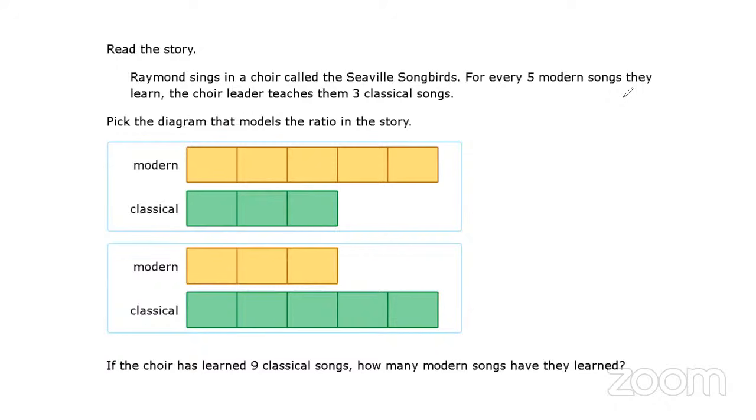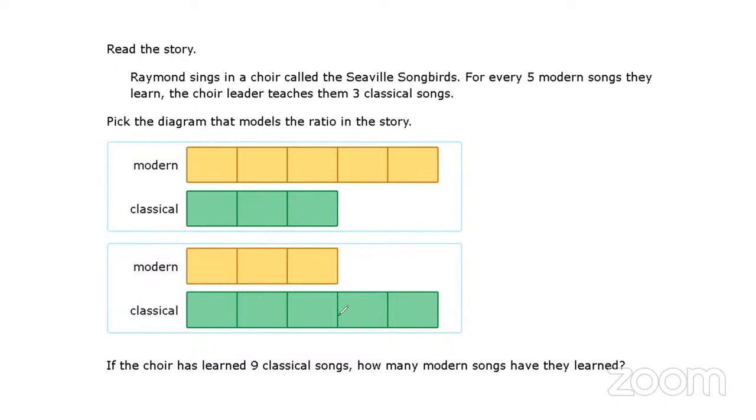So let's first select the diagram that shows what the story is talking about. Will we say diagram A? Will we say diagram B? Raymond sings in a choir called the Seville Songbirds. For every 5 modern songs they learn, the choir leader teaches them 3 classical songs. So it's either diagram A or diagram B. Are they studying more modern than classical or more classical than modern? Diagram A is showing 5 modern to 3 classical, and the second one is showing 3 modern to 5 classical.